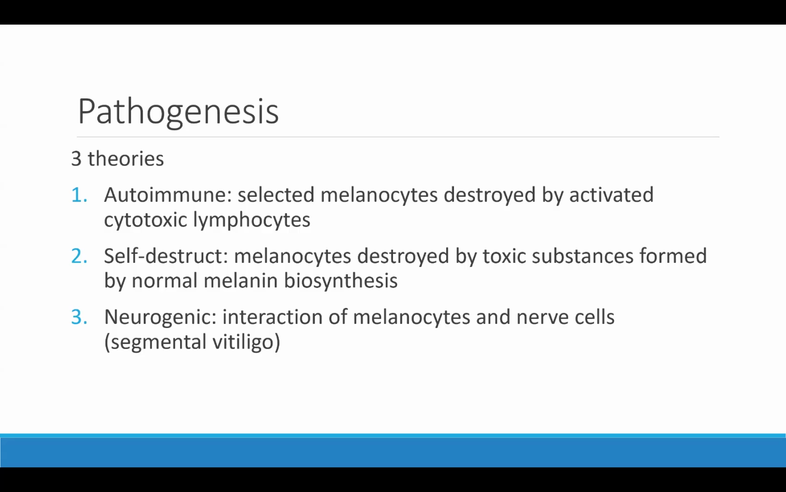There are three theories in terms of pathogenesis. One is autoimmune, in which selected melanocytes are destroyed by activated cytotoxic lymphocytes. Two, self-destruction, in which the melanocytes are destroyed by toxic substances formed by normal melanin biosynthesis. And lastly, neurogenic, in which it is postulated to be due to the interaction of melanocytes and nerve cells. And this is commonly thought to be in segmental vitiligo.